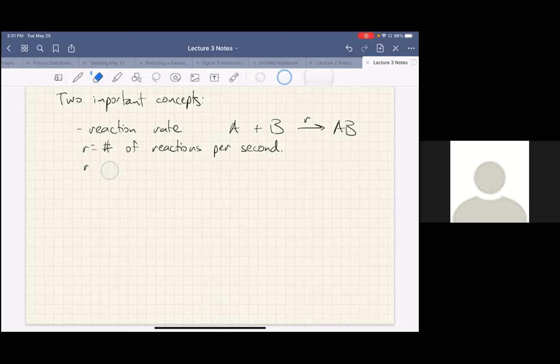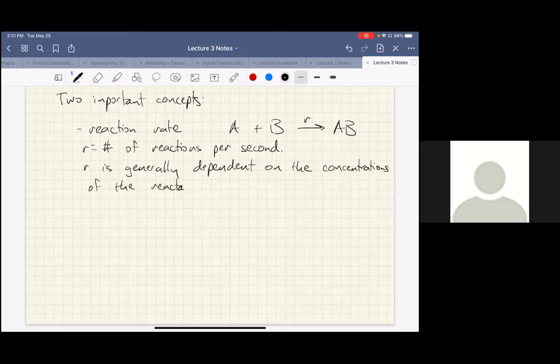Actually, let me go further. R is generally dependent on the concentrations of the reactants here, A and B.